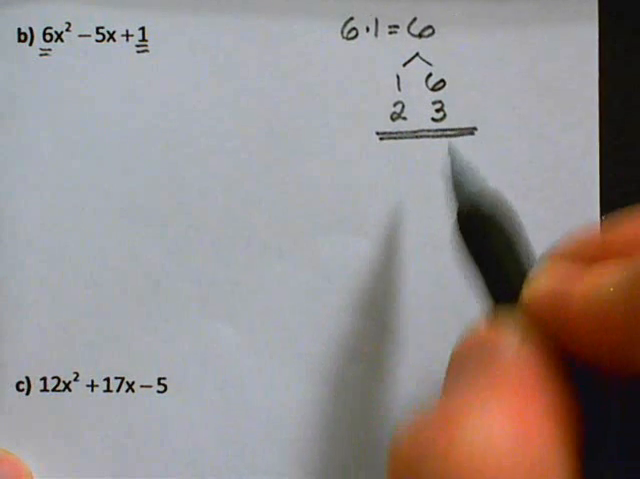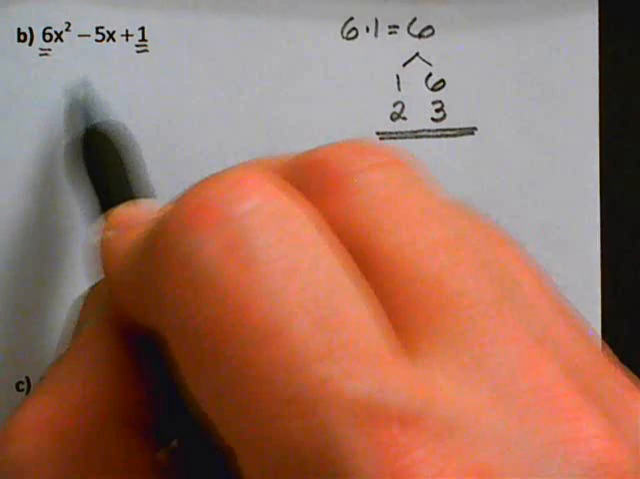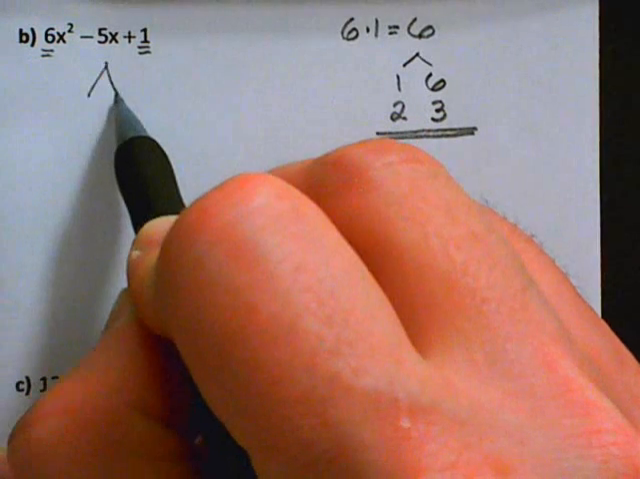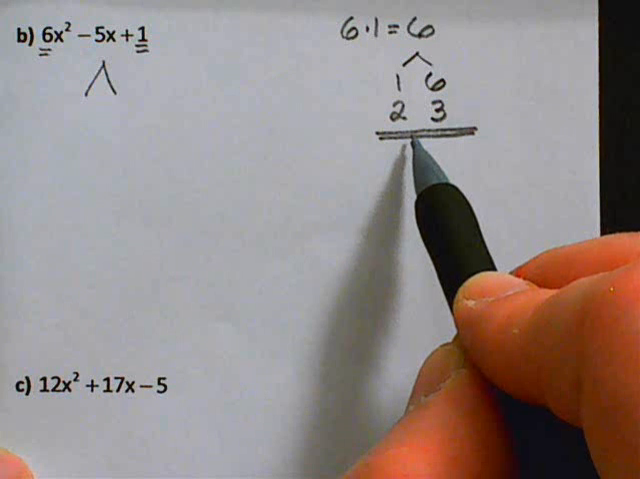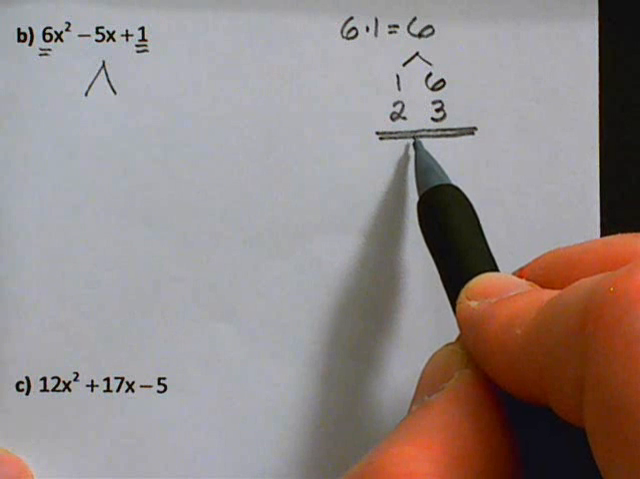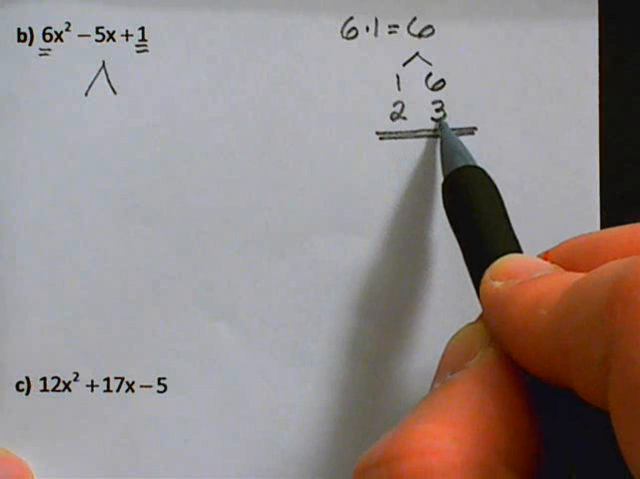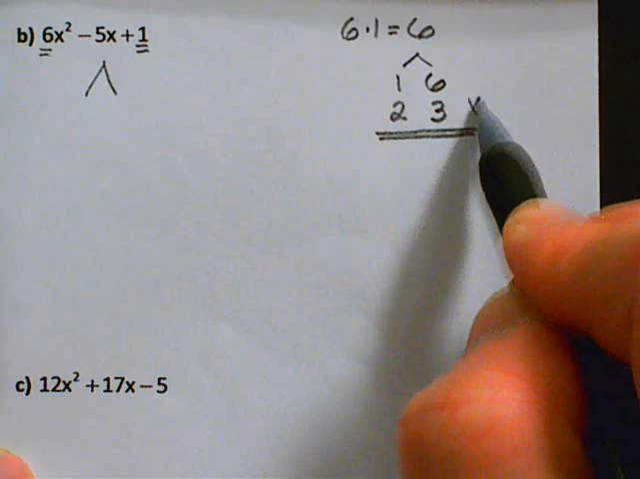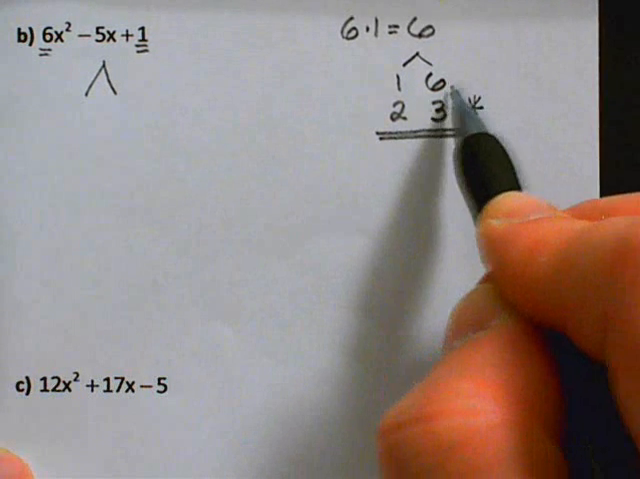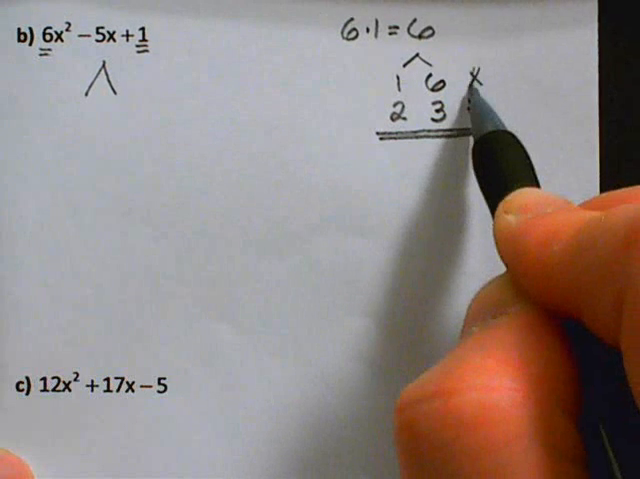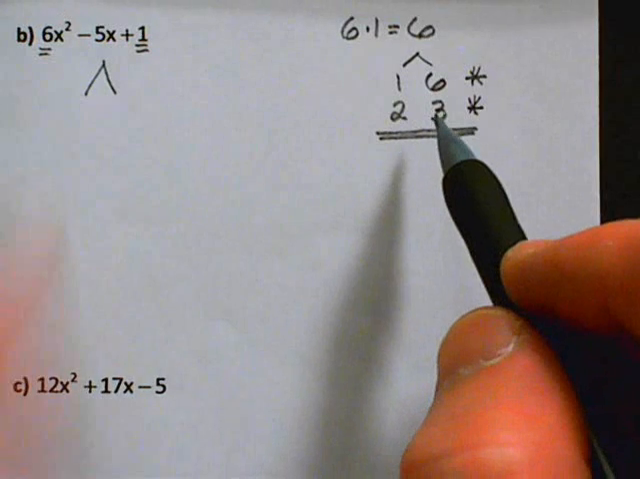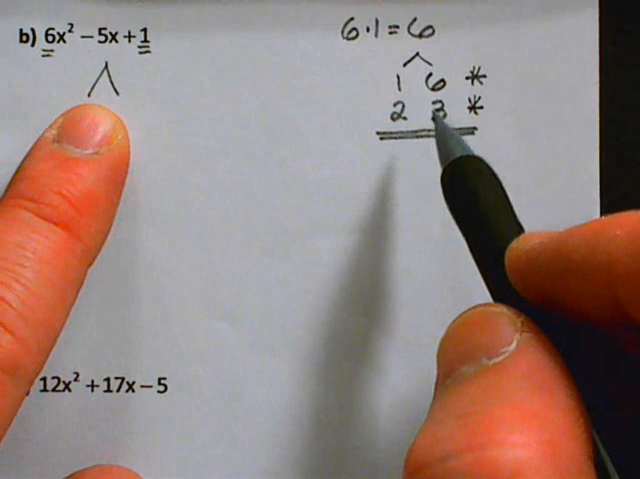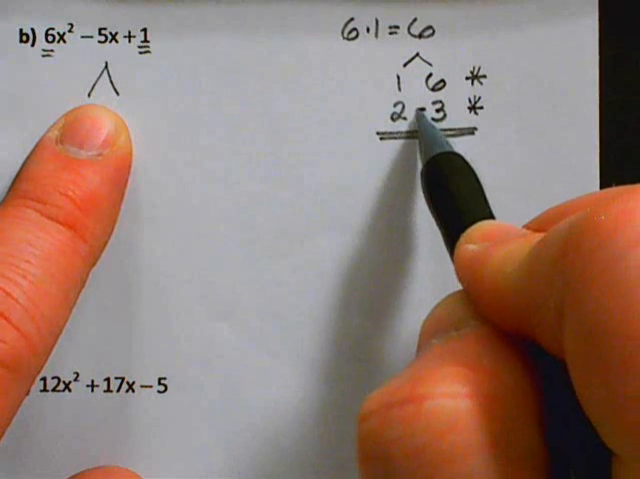Now I focus my attention on the middle term. That means I want these numbers, when adding or subtracting, to give me a 5. So 2 plus 3 gives me a 5, so that qualifies. And 6 minus 1 also gives me a 5, so they both qualify. Now, put attention on the sign of the middle term, which is a negative, so that means the sign of the biggest here will be negative.